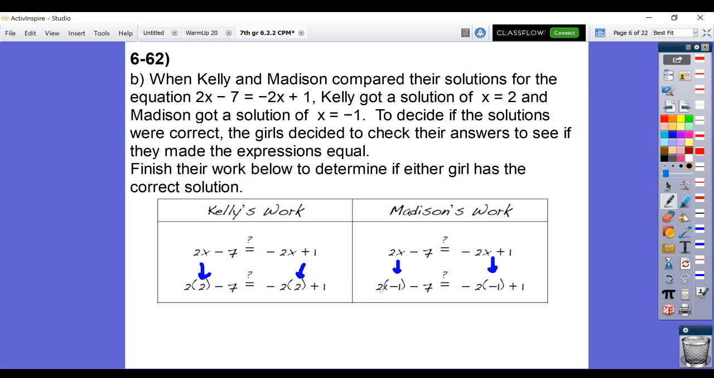Same thing with Madison. You take 2 times -1 minus 7, see what that equals. -2 times -1 plus 1, see what that equals. Does the left side equal the right side? If it does, you put a check and Madison's correct. If not, then she is incorrect. Okay, so you want to decide if either girl has the correct solution.